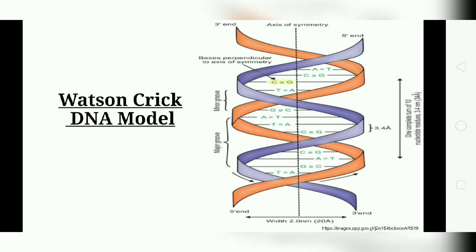Now the diameter of the DNA, as you can see in the picture, is 20 angstrom, and adjacent bases are separated by 0.34 nm, that is 3.4 angstrom, along the axis. The length of a complete turn of the helix is 3.4 nm, or 34 angstrom. So there are 10 base pairs per turn. The DNA helix has a shallow groove called the minor groove and a deep groove called the major groove across its length.